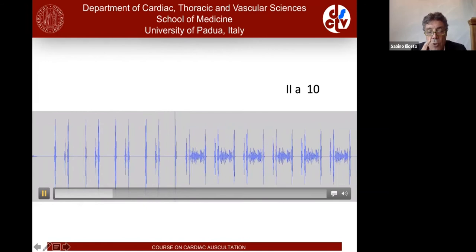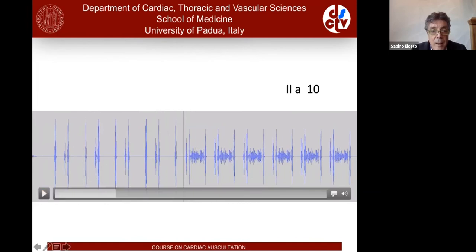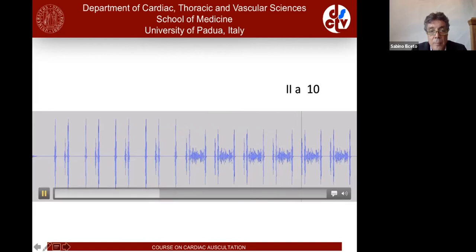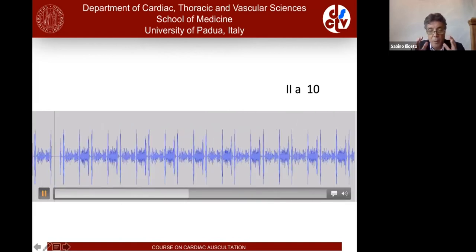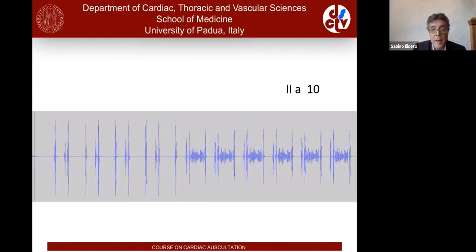So I've shown you first sound, second sound, and opening snap. I shall start again from the beginning, and then the murmur will occur. So we have the first sound, the second sound, the opening snap, and the low intensity diastolic murmur. Again, another example.